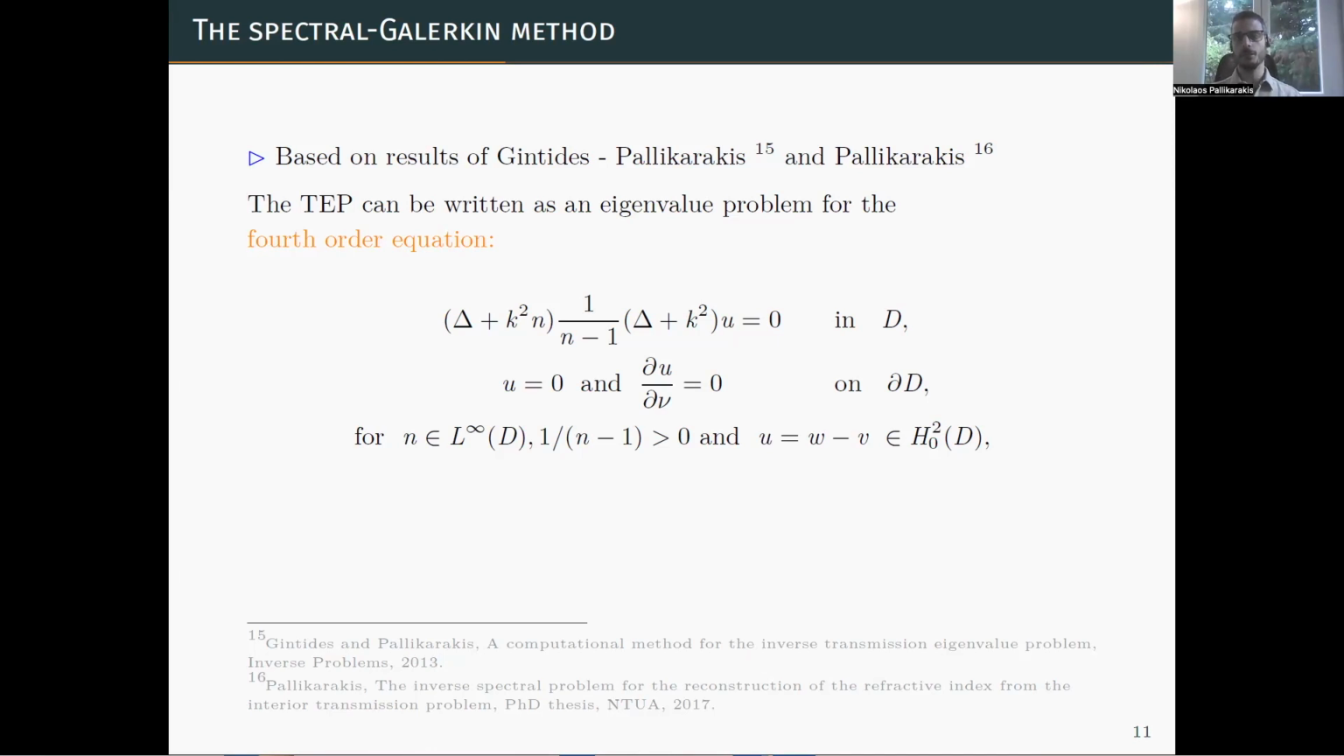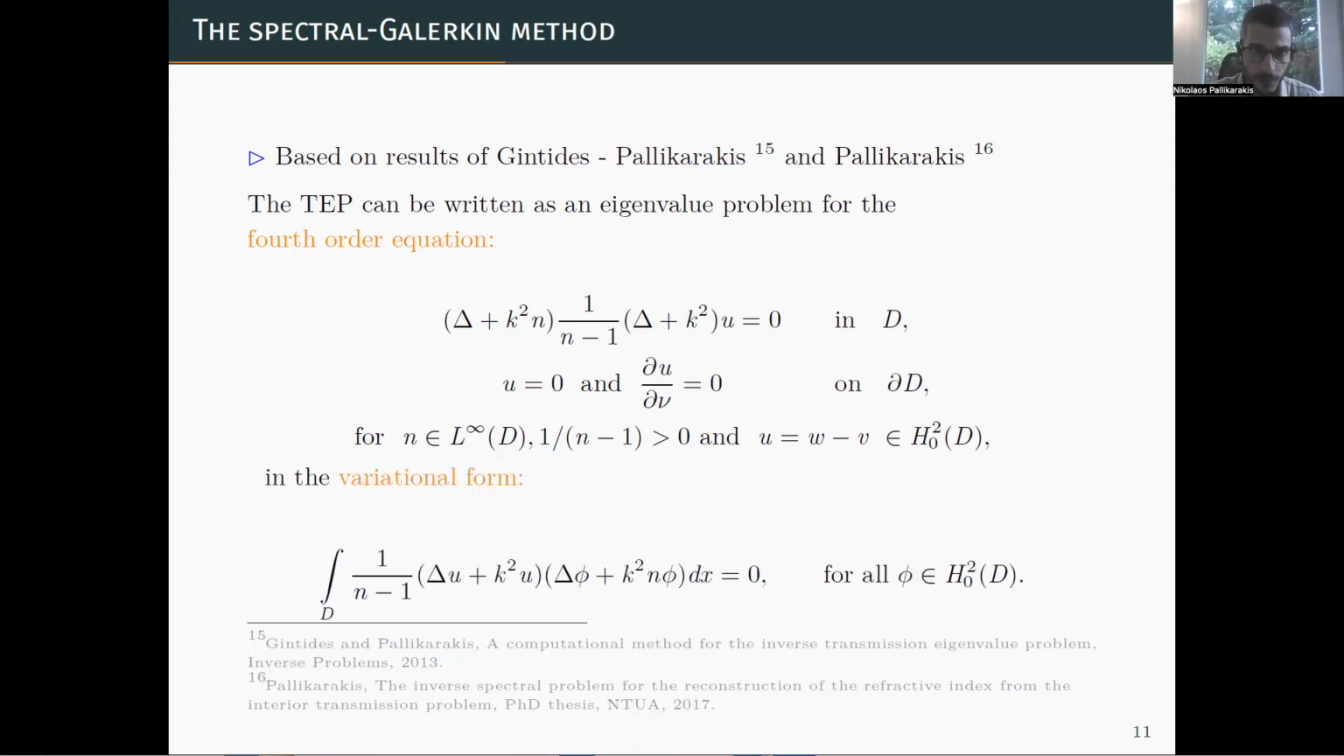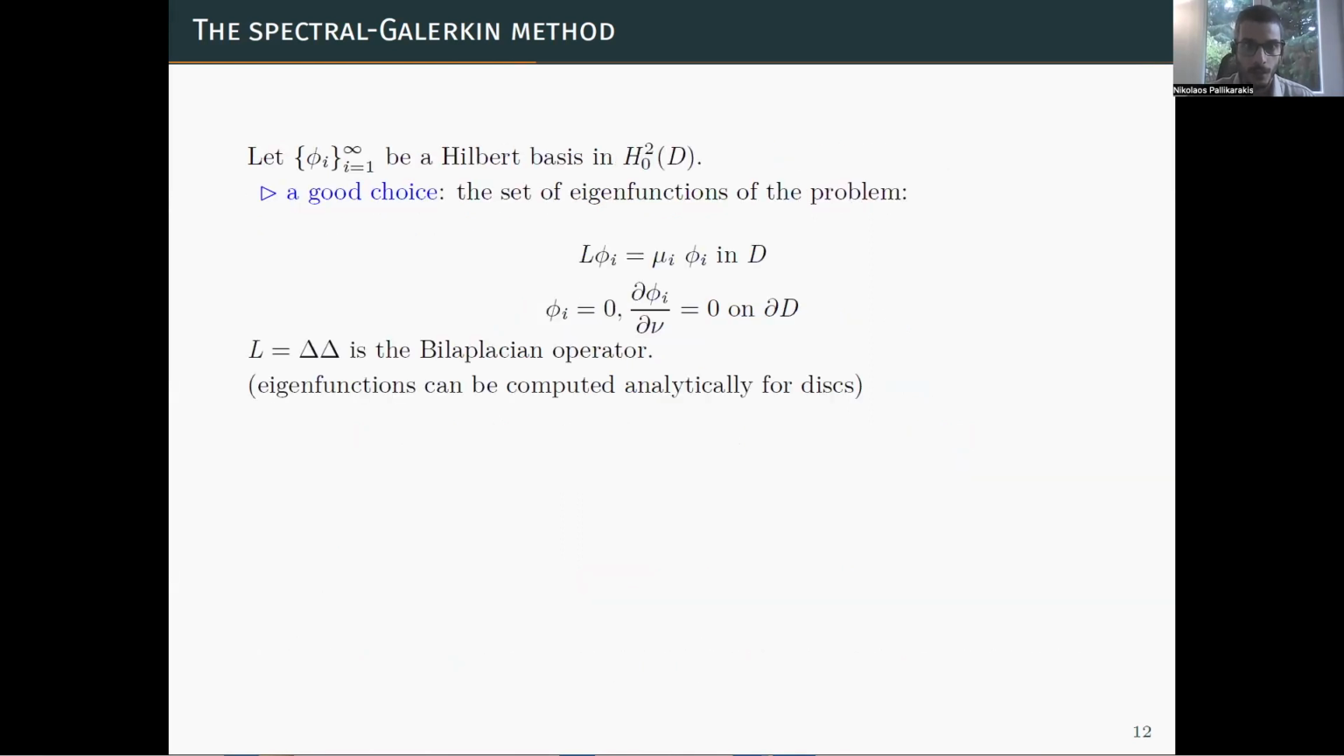And this u must be in the Hilbert space H_0^2, and the refractive index could be even in L infinity. For this fourth order equation, we can rewrite it in the following variational form for test functions in the same Hilbert space. And an idea to solve the problem is to create a Hilbert basis in the space. A good choice for this is the eigenfunctions of the clamped plate, which is the bi-Laplacian operator with homogeneous boundary conditions. And in the case when we are in disks, as in the examples we're going to see in the following, the eigenfunctions can be computed analytically.